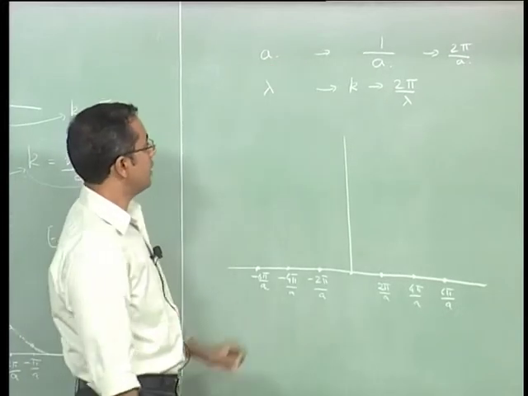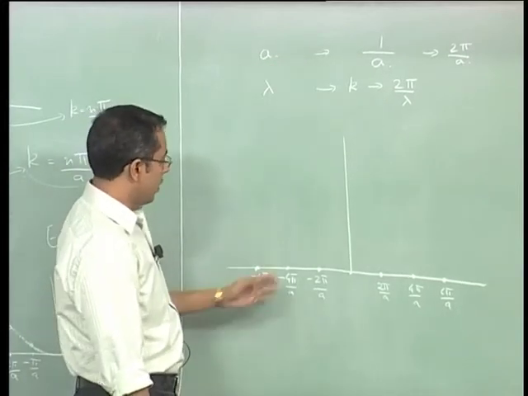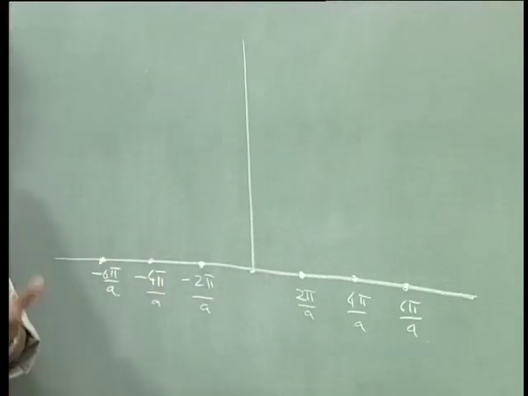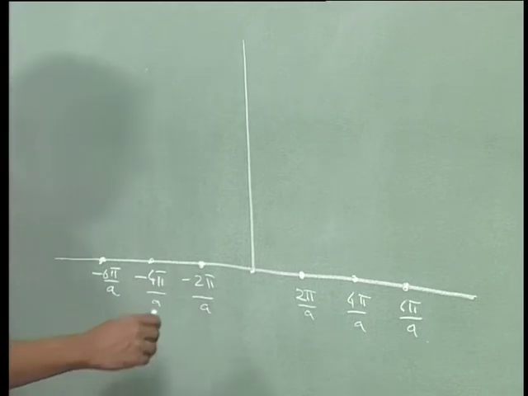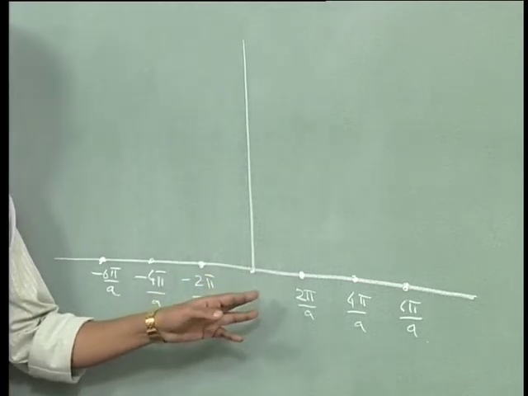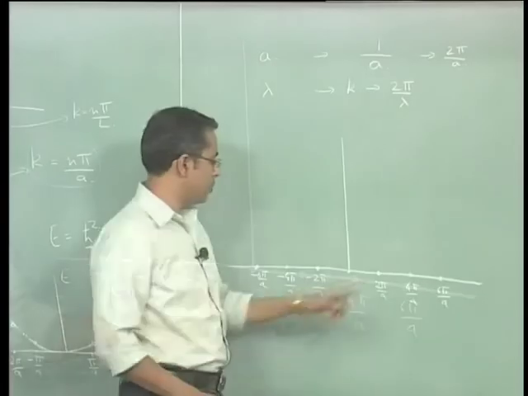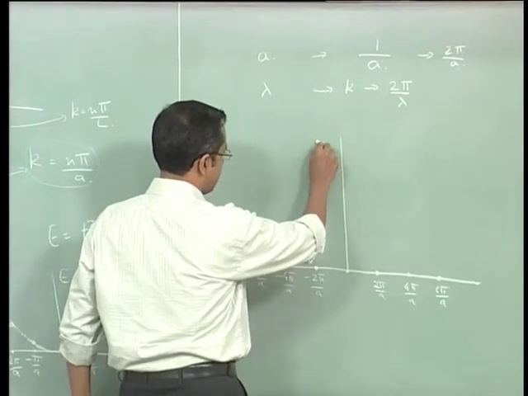Okay. Now for this reciprocal lattice, where are the Bragg planes? What is the Brillouin zone? The Bragg planes are simply the perpendicular bisectors of the vectors joining the origin to these points, so they are simply at all these locations.